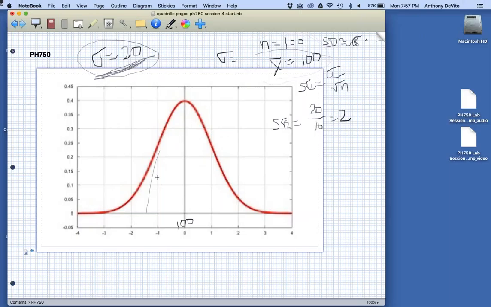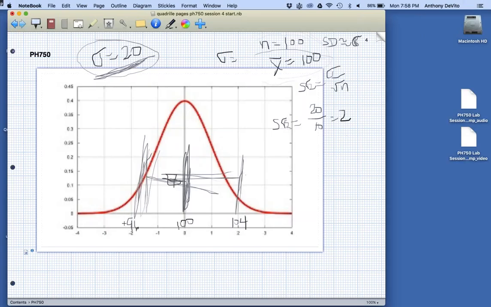So I know that 95% of the possible other samples I might take are going to be between two standard errors below, 96, and two standard errors above, which is 104, right? So I can also kind of turn that around. I can say to myself, well, I don't really know what the mean is, right? But based on this, I think there's a 95% chance that I'm within two standard errors of the mean.